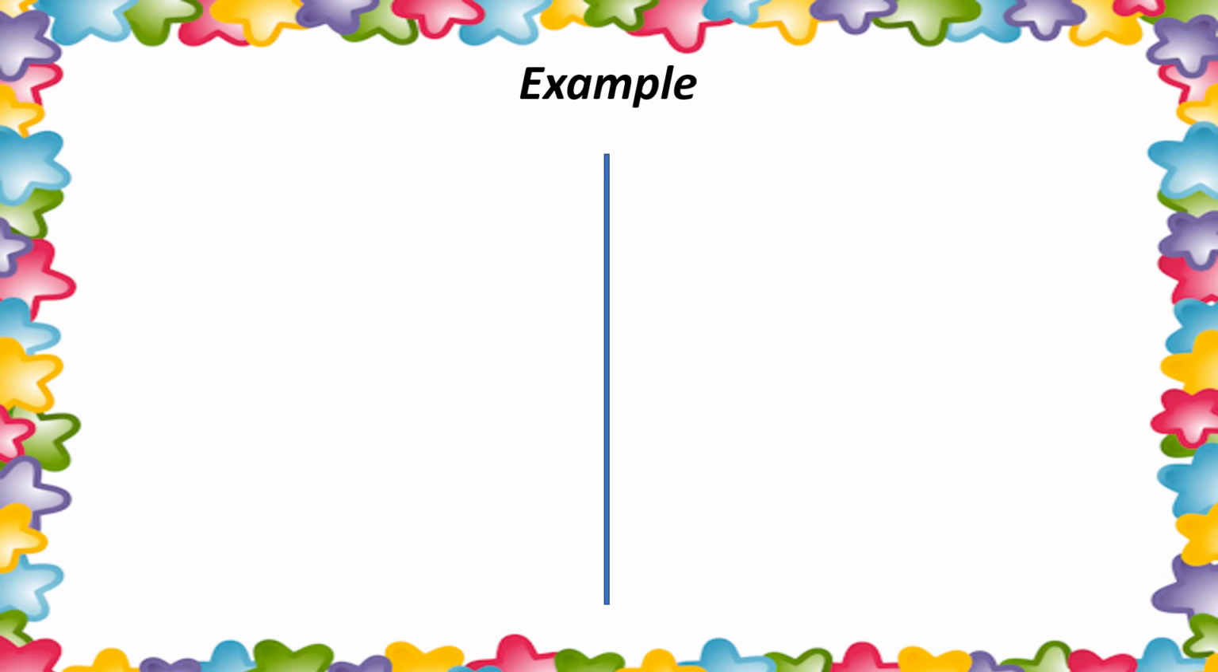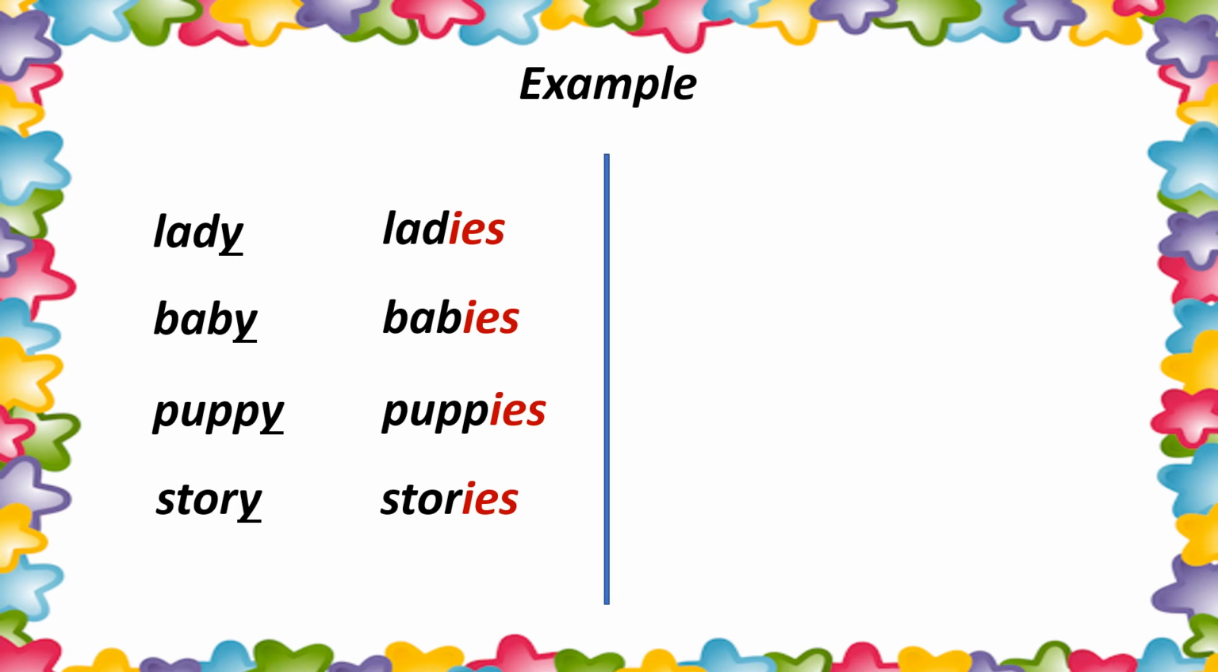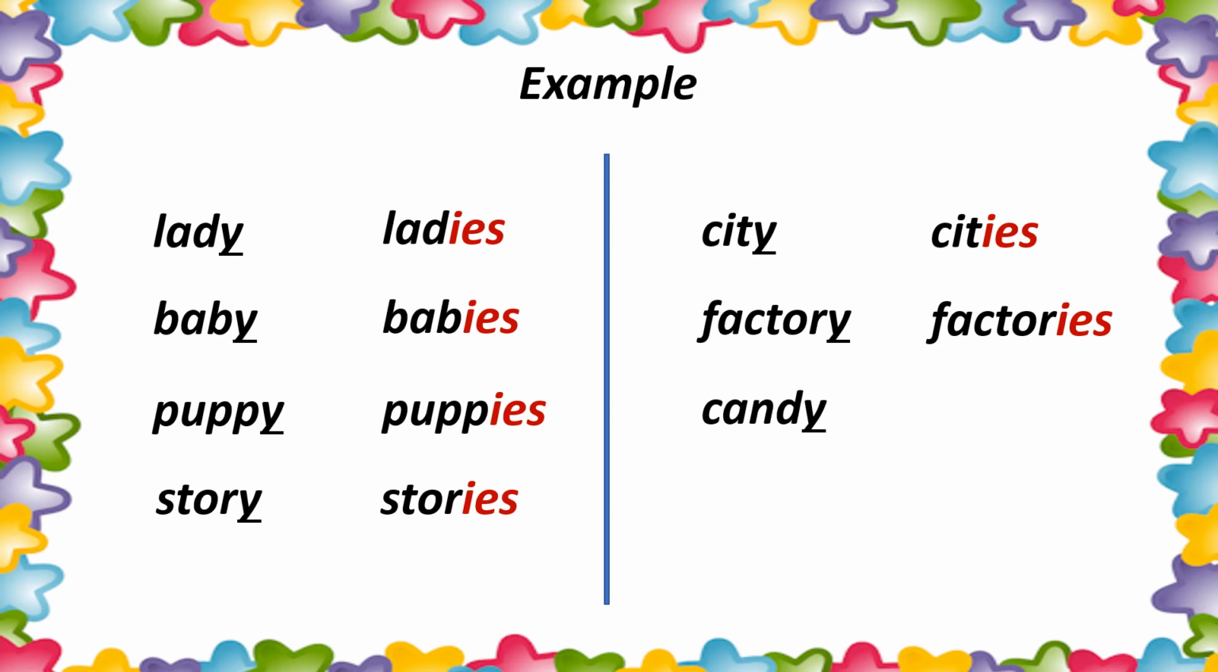For example, lady, ladies, baby, babies, puppy, puppies, story, stories, city, cities, factory, factories, candy, candies, dairy, dairies. Friends, did you notice consonant and y at the end? At that time, we replace y with ies.